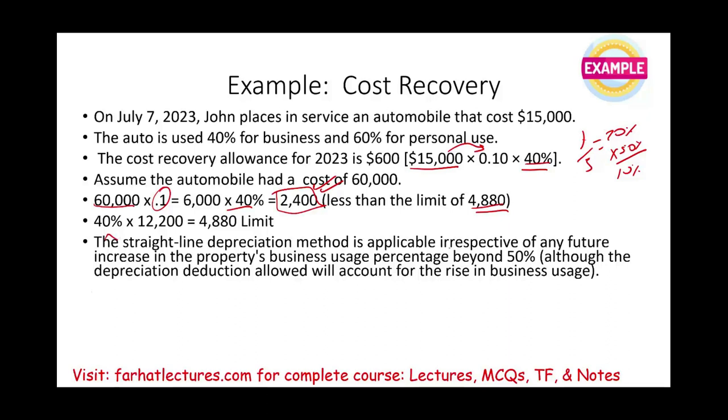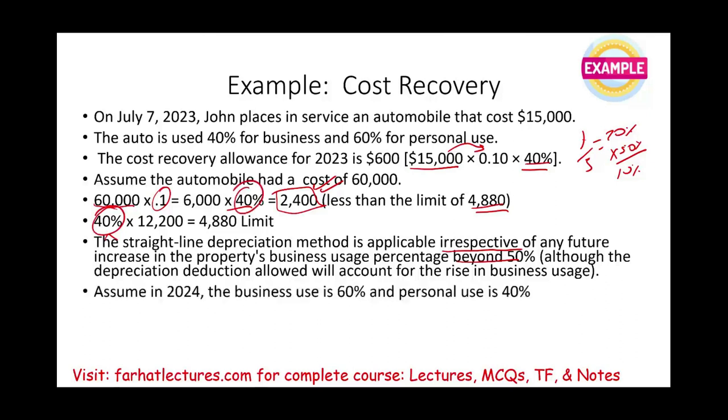So the straight line method is applicable irrespective of any future increase in the property business usage percentage beyond 50%. Once that 50% is in, once that straight line is in, it will be used. So if the percentage of use exceeds that, we would still use the straight line. However, we'll increase the percentage of usage. Let's take a look at this.